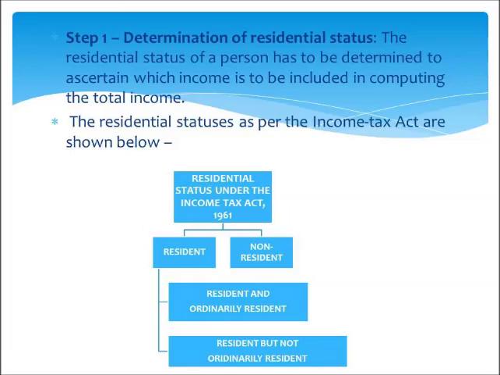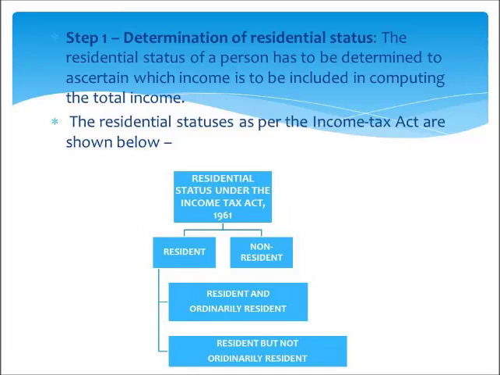The residential statuses as per the income tax are shown below in the given chart. It says that the residential status is divided into two broad categories, that is resident and non-resident. These are very common, and in common parlance also we use these two terms, resident and non-resident. So these two do not need much explanation. But resident is further subdivided into two categories, that is resident and ordinarily resident, and resident but not ordinarily resident.